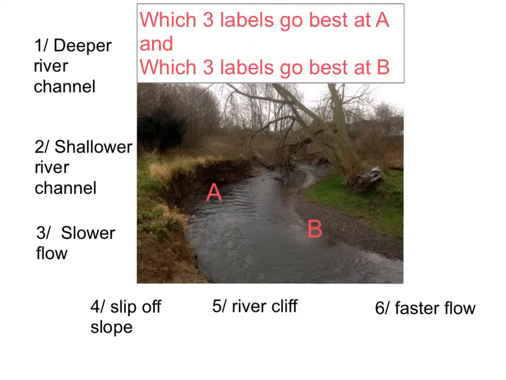Okay, let's get you thinking a little bit here. I've got 6 labels, 3 of which go best at point A, 3 of which go best at point B. If you pause the video now, see which ones out of 1, 2, 3, 4, 5 and 6 go best at A and which of them go best at B.